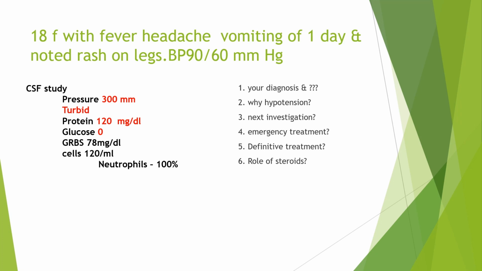Pressure shows 300 millimeters, normal pressure being 60 to 150. The fluid was turbid, protein is 120 milligram, glucose was 0, corresponding blood glucose was 78 milligram percentage, cells 120 per ml, pleocytosis, and neutrophils were 100%. With this background story, what is your diagnosis? The diagnosis has to be bacterial meningitis.